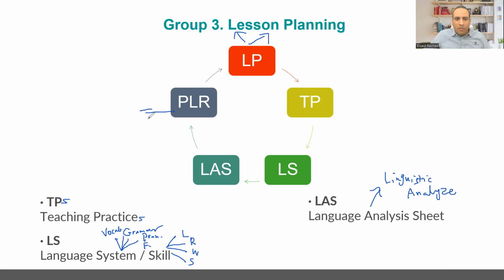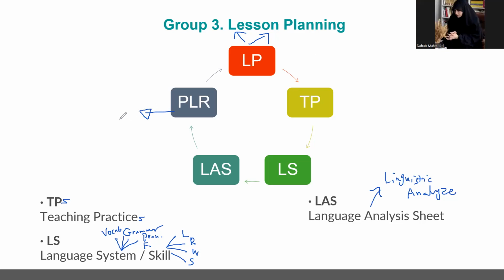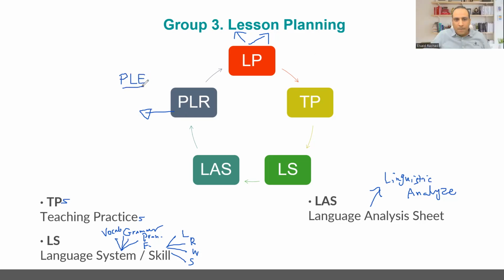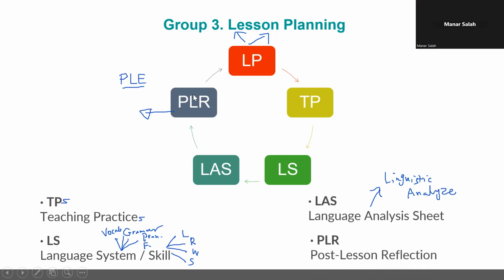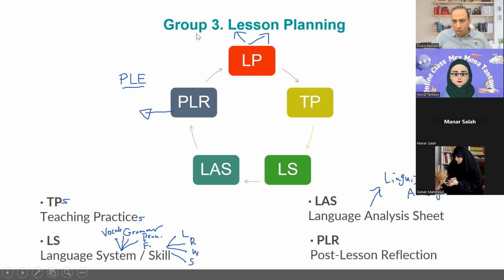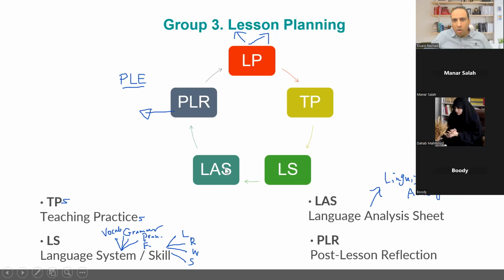How about this one? After you finish your lesson? Post-lesson reflection. Some people call it PLE, post-lesson evaluation. A form you fill out about yourself: if you achieved your aims, if you did everything in a proper way, if you needed to change something the next time you teach. So this is reflection. All these terminologies are about lesson planning.